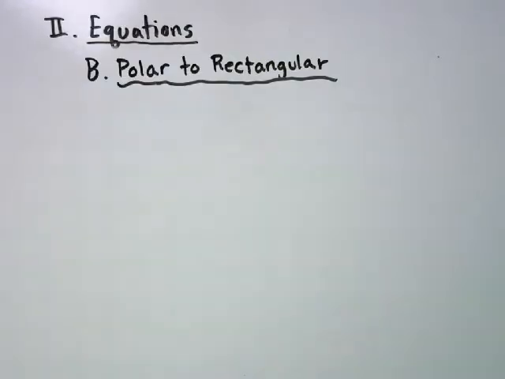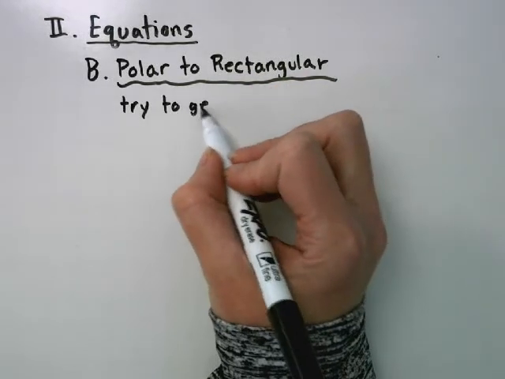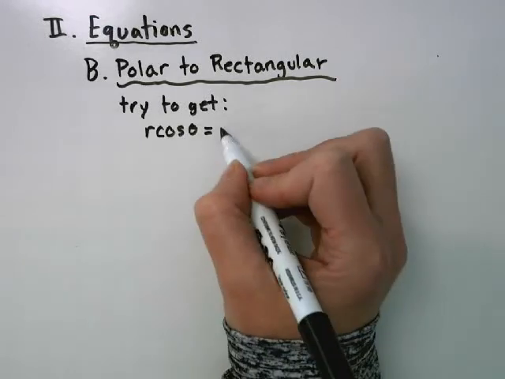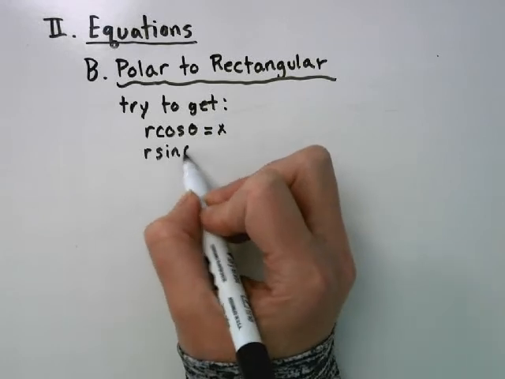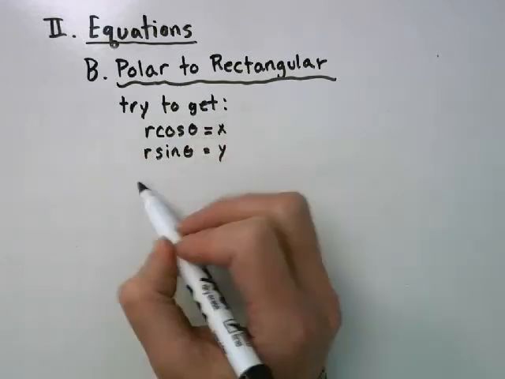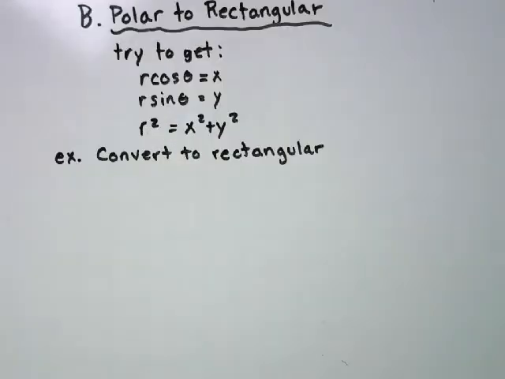Now we're going to go the other direction, from polar to rectangular. Now we know from going from polar to rectangular, we use the Pythagorean theorem and we use tangent inverse. We want to avoid that with the equations. So what we're going to do is try to manipulate our formula to get 3 things. If I can get an r cosine theta, then I can replace that with x. If I can get an r sine theta, then I can replace that with y. And if I can get an r squared, then I can replace that with x squared plus y squared. So now we'll do some examples.